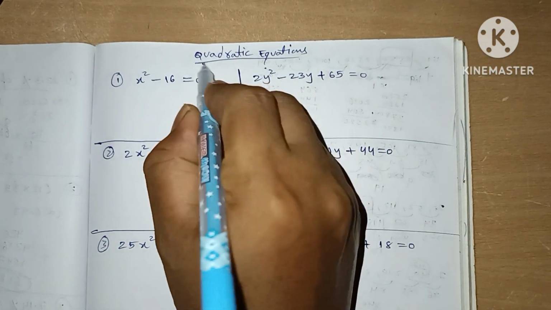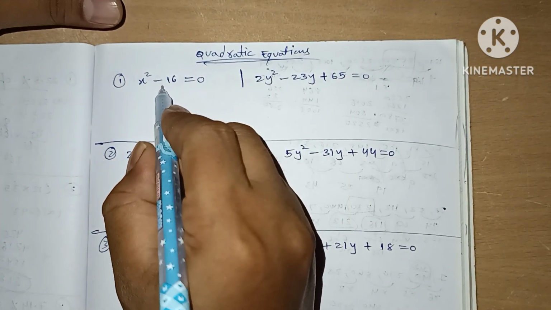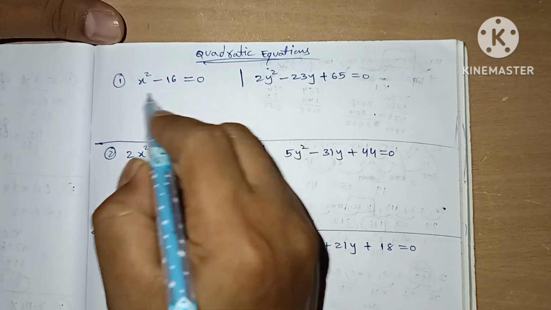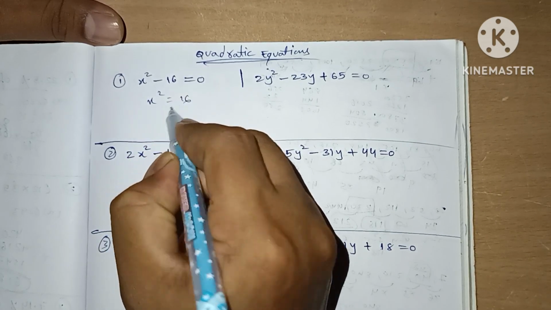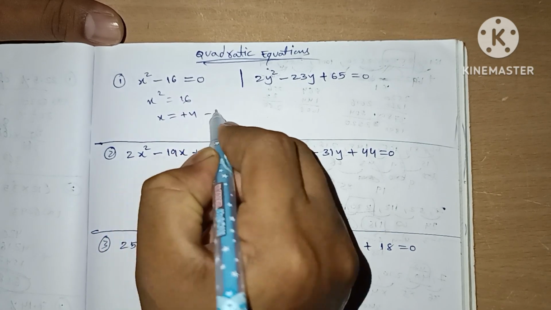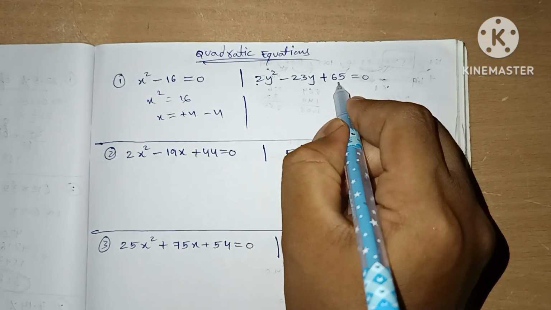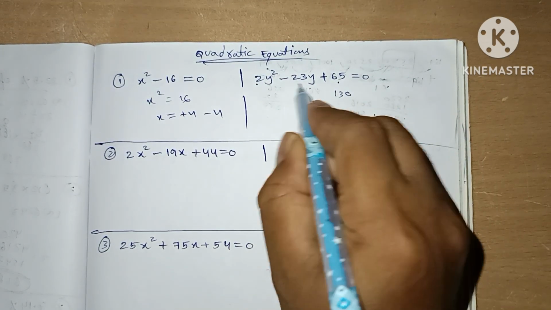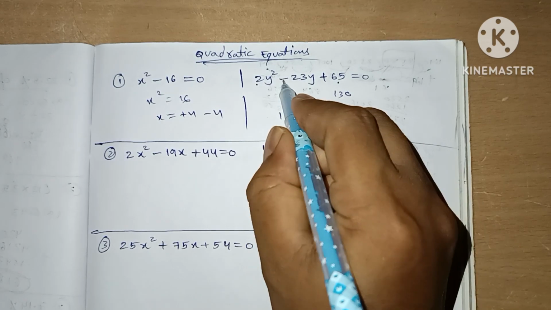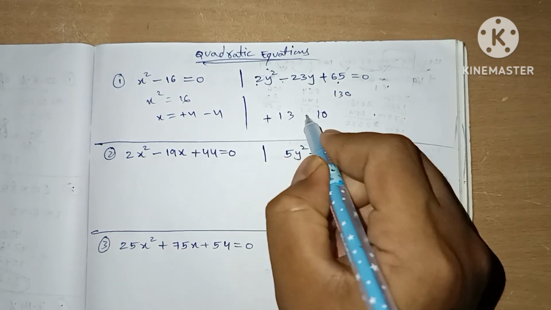First question, x square minus 16 equals 0 means x square equals 16. X value is plus 4, minus 4. Here 13 into 10 is 130, that is 13, 10 times. Minus and plus means the roots are in positive.